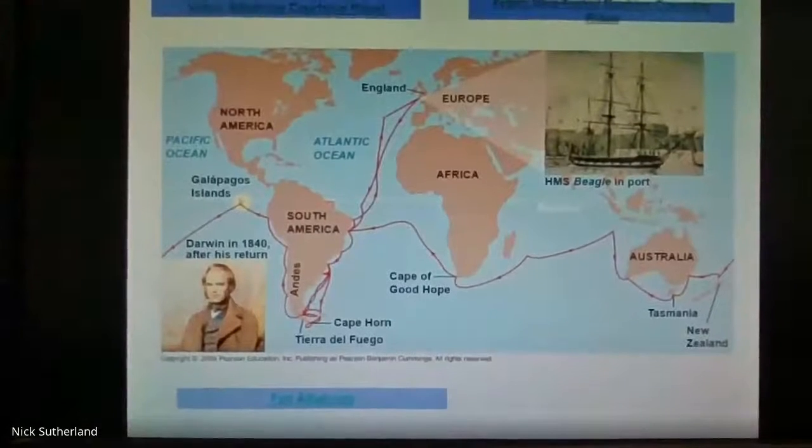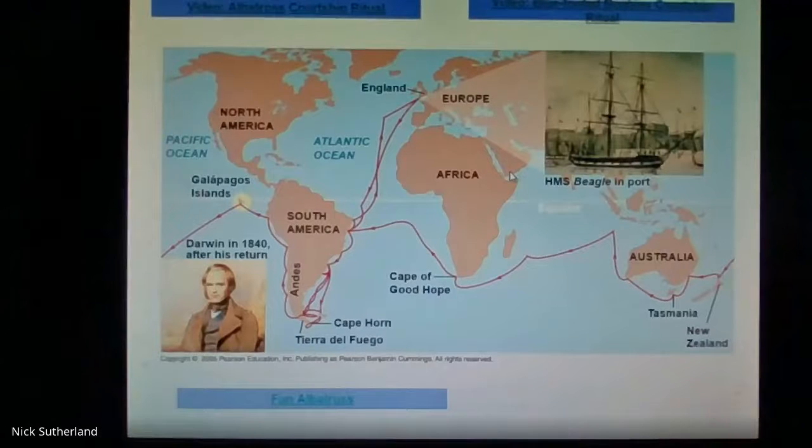All right. So the first one I think we'll look at is the blue-footed boobies. This is their courtship ritual.